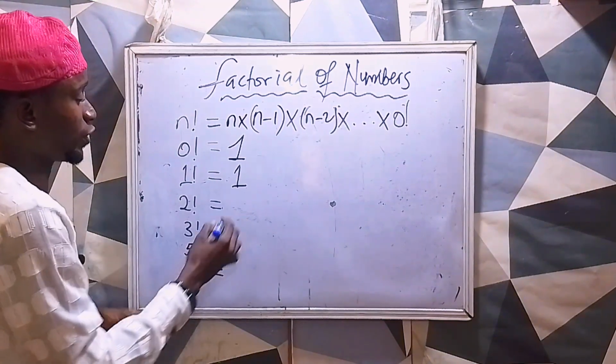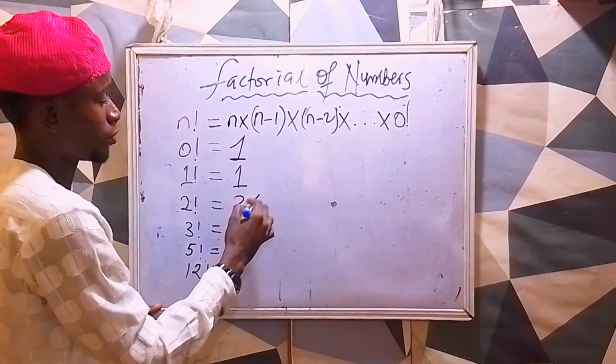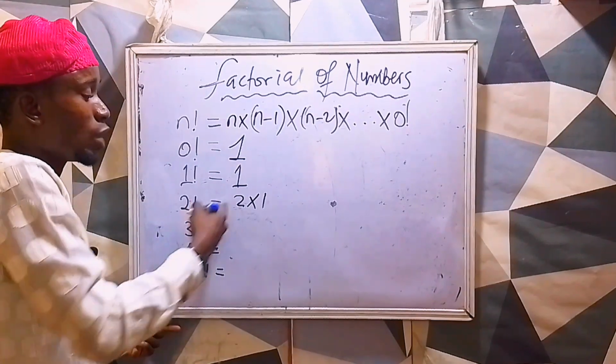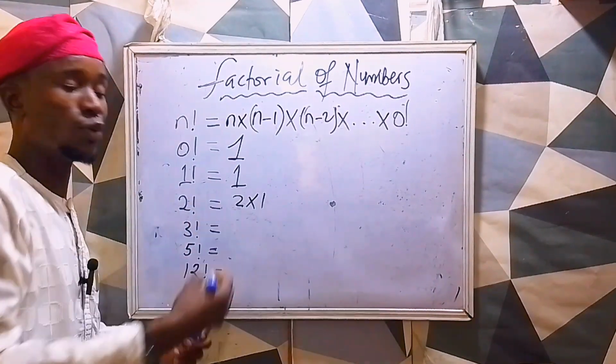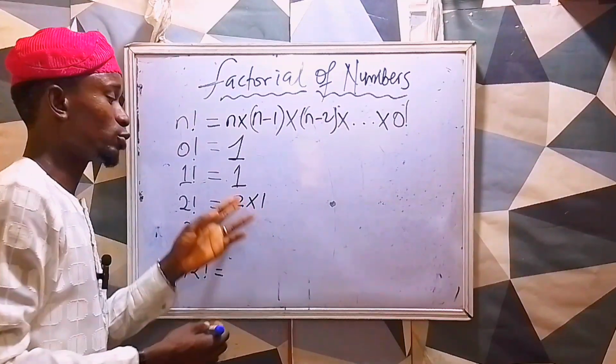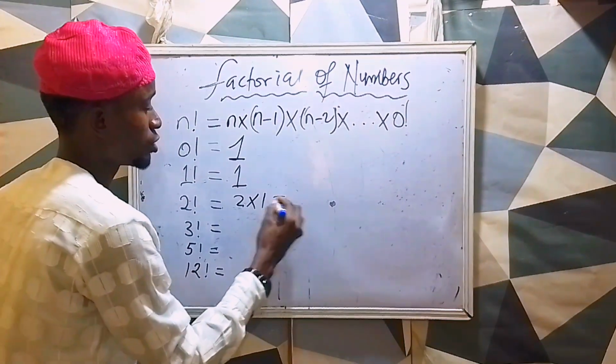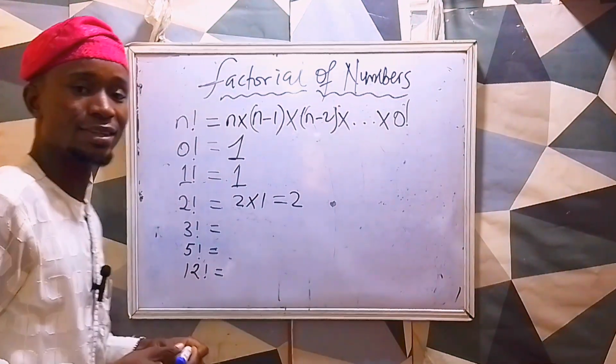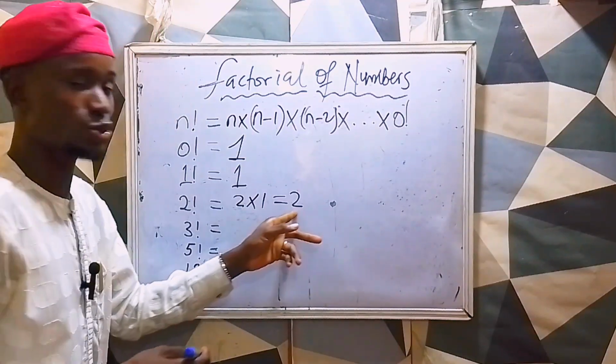So we have 2 factorial. Now how do we go about 2 factorial? So we have 2 multiplied by 1. We have reduced this 2 by 1, and if you reduce 2 by 1, what are we going to get? We have 1. So 2 multiplied by 1 is 2. This is telling us that 2 factorial is just 2.